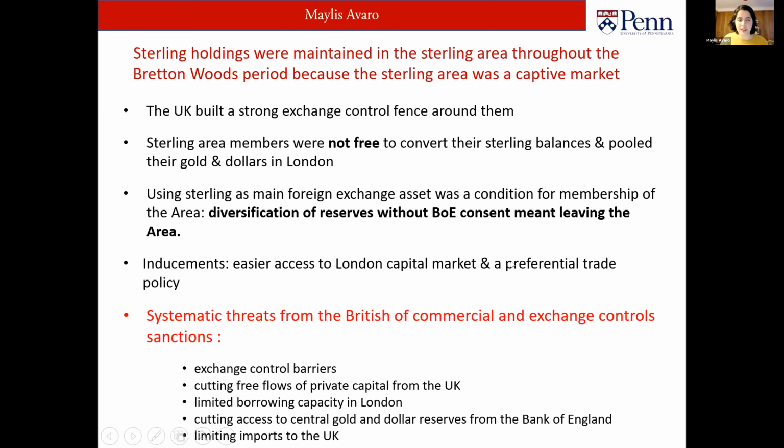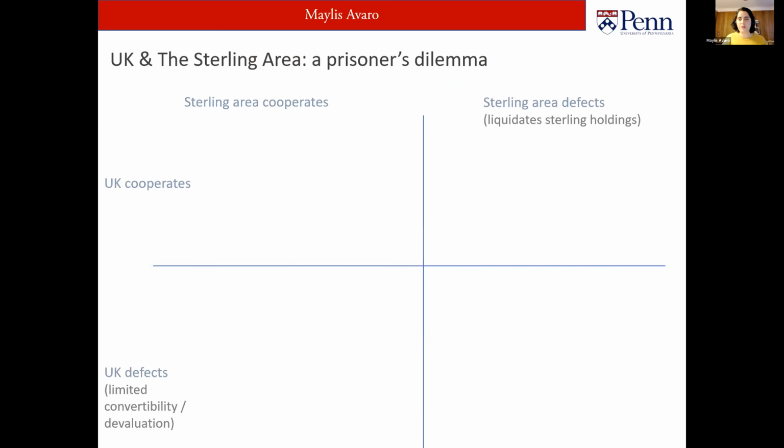And these threats include harder exchange control barriers, cutting the free flow of private capital from the UK toward the sterling area members, and a limited borrowing capacity for a member of the area in London. And because all the countries had pooled their gold and dollar assets in London, if a country were to leave the area, then London would cut access to the central gold and dollar reserve at the Bank of England. And so these threats actually weighed a lot on the currency.